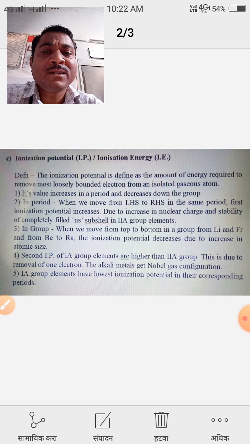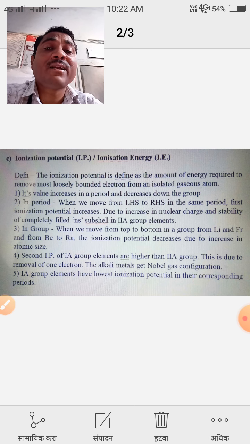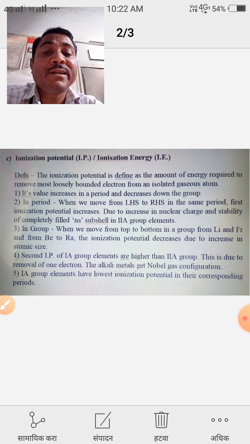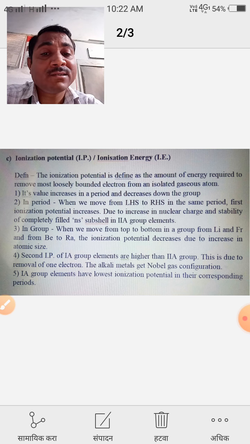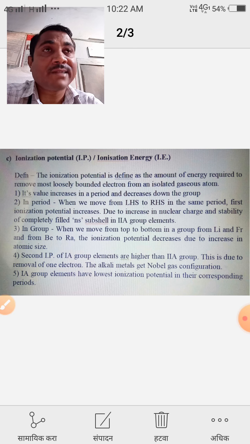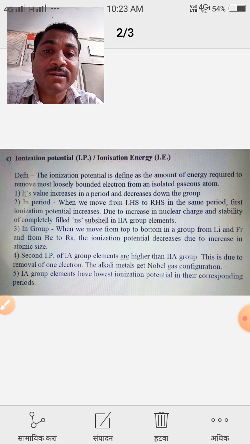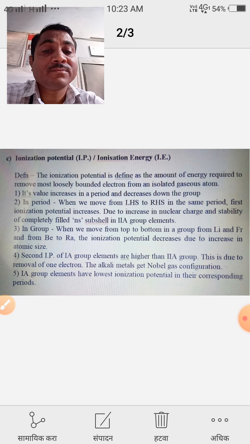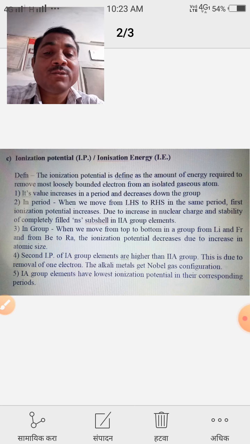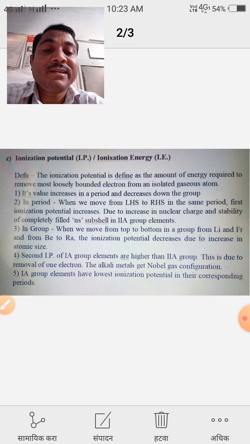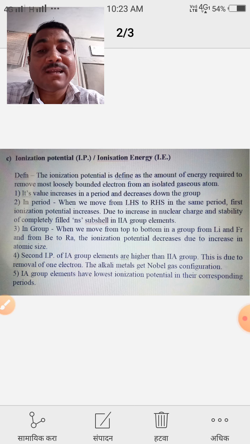Lithium requires more energy, francium requires less energy, beryllium requires more energy. Why? Because the atomic size is small, so the attraction between the nucleus and the outermost electron is more. So the maximum amount of energy is required to remove the electron from the outermost shell as compared to radium. So the ionization potential value decreases due to increase in the atomic size.